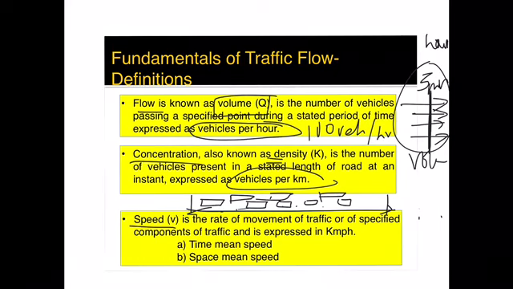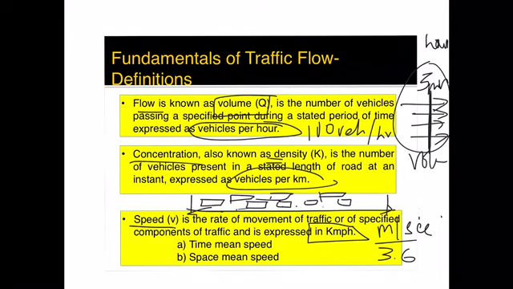And the next parameter is the speed. The speed is nothing but the rate of movement of the vehicles or rate of movement of traffic. Usually it is expressed in terms of kilometer per hour. If meter per second is given, you can easily convert it to kmph by multiplying the value by 3.6. In traffic, vehicular movements are measured in terms of kmph.